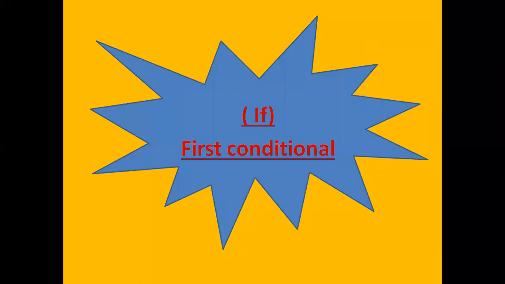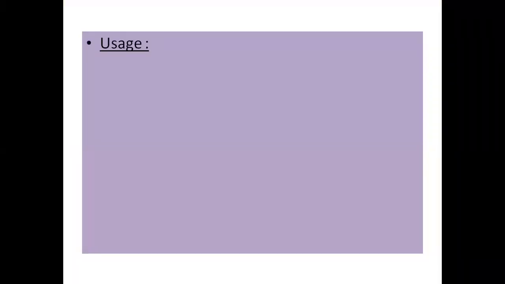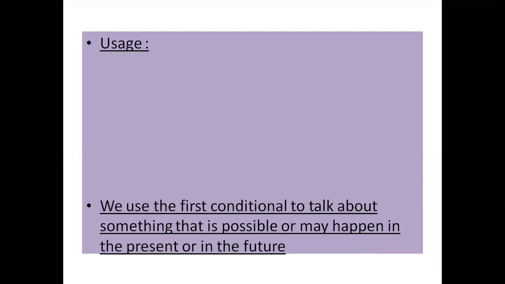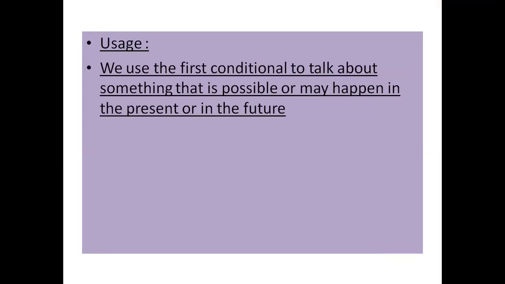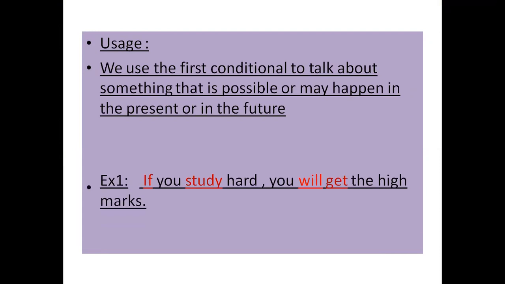Today we'll study the first conditional. Let's start. What is the usage of the first conditional? We use the first conditional to talk about something that is possible or may happen in the present or in the future. For example, if you study hard, you will get high marks.